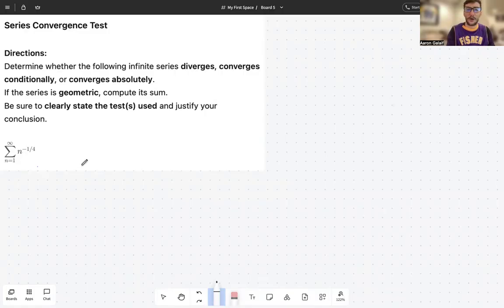The first thing I notice is I have a negative exponent. So we know we need to apply the negative exponent by pushing it to the denominator, and we can rewrite the problem as such. Now, when we write our problem as 1 over n to the power of 1/4, we can clearly see which series test we're going to apply. And this test will be the p-series test.